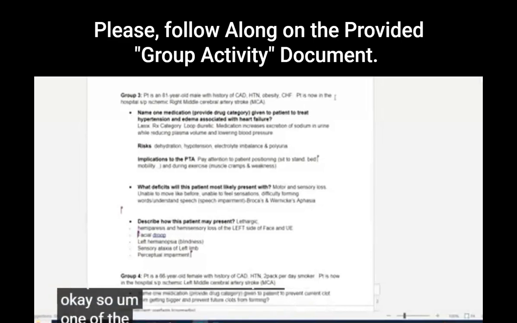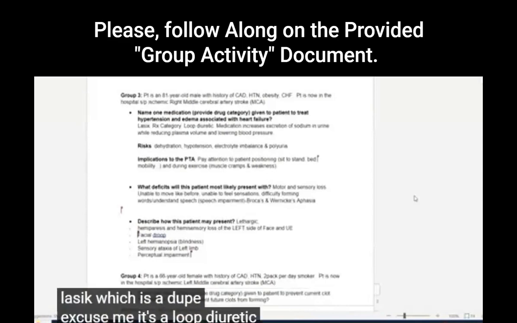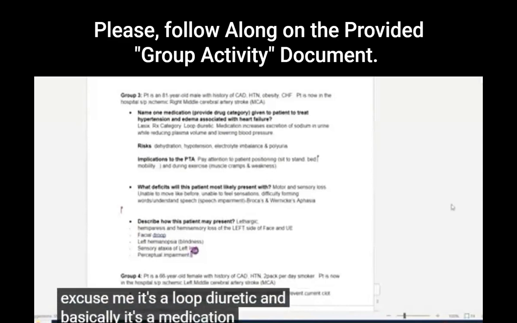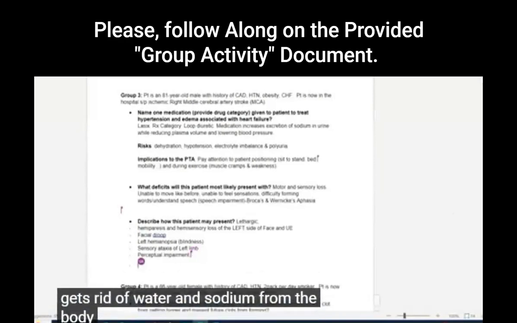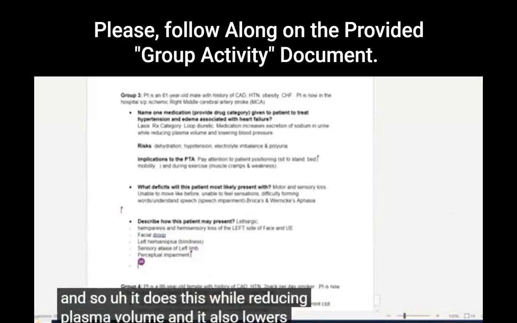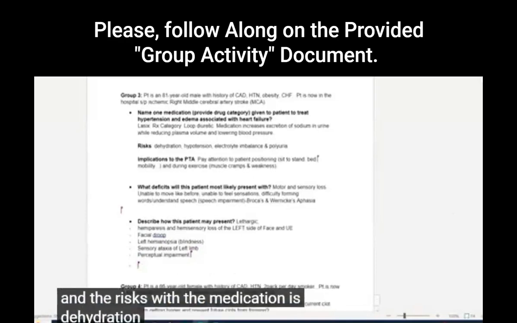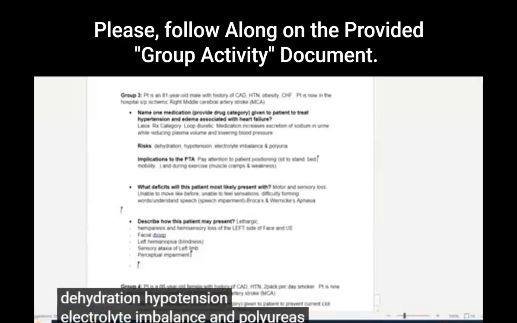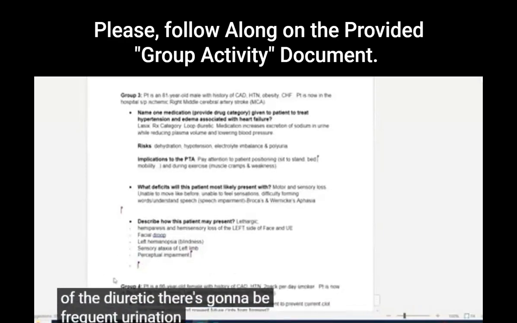One of the medications that we have was Lasix. It's a loop diuretic. Basically it's a medication that gets rid of water and sodium from the body. It does this while reducing plasma volume, and it also lowers blood pressure. The risks with the medication are dehydration, hypotension, electrolyte imbalance, and polyuria. Because of the diuretic, there's going to be frequent urination.